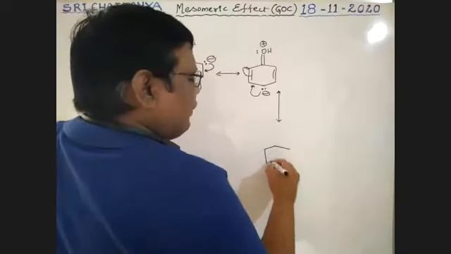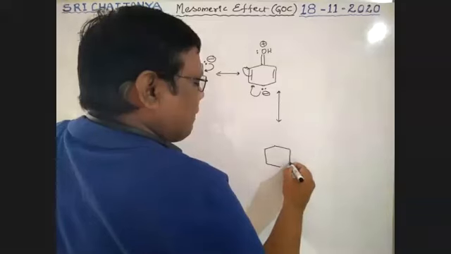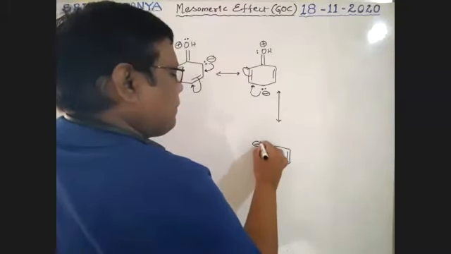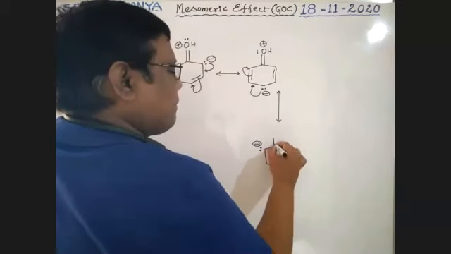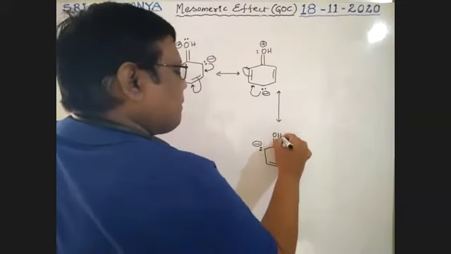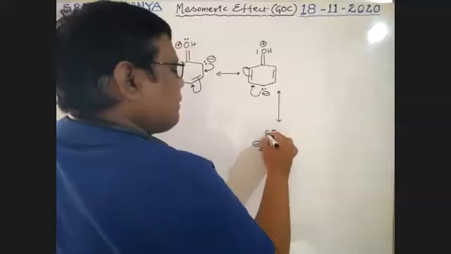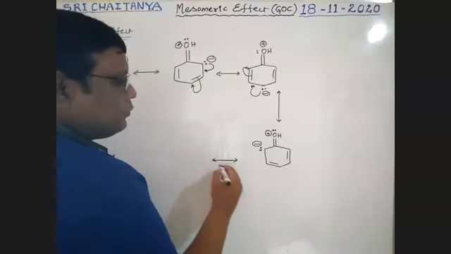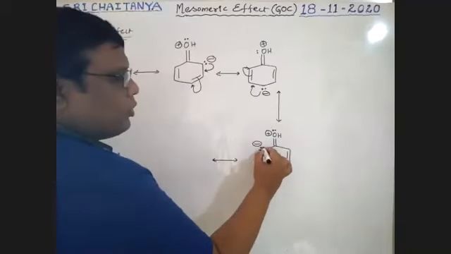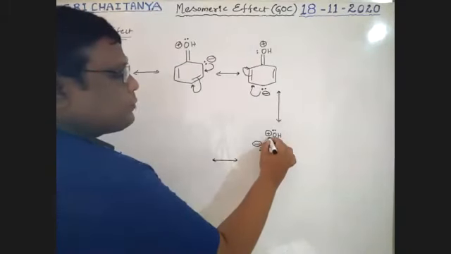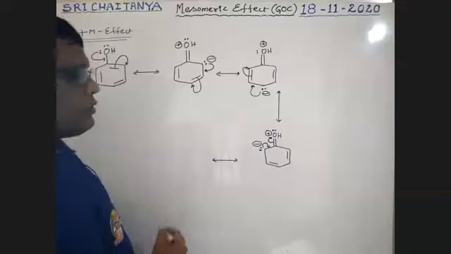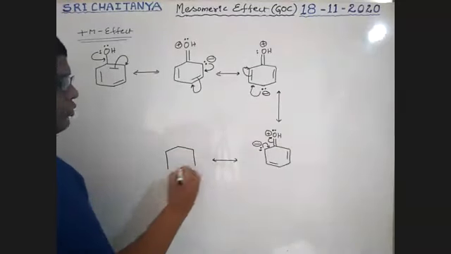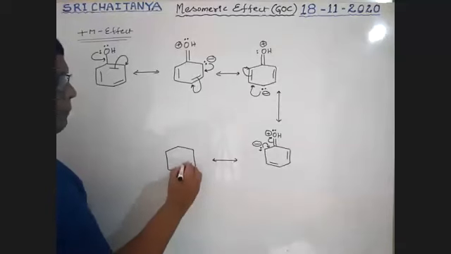This is called resonance, boys. Now this lone pair moves towards this one and this pi bond towards that carbon. So that gives the original structure, but the positions of those pi bonds are changed.